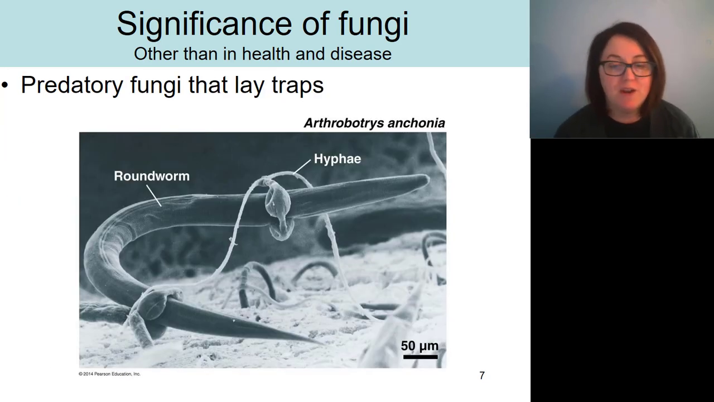All right, this one I just find particularly interesting. What we're looking at here is a type of fungus that actually forms traps, right? There are predatory fungi that lay these loopy traps with their hyphae to trap roundworms, and then they will externally digest the roundworm and then absorb those nutrients, which is kind of crazy.